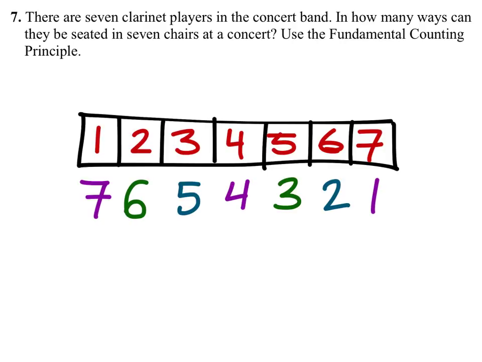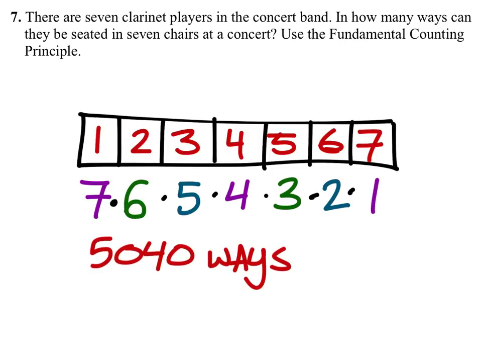So to figure out how many ways we can seat these people, we're going to multiply these. And that tells us how many ways we can rearrange the clarinet players in 7 seats for 7 players. All it says is that they could rearrange the clarinet players in 5,040 ways for 7 seats and 7 players.